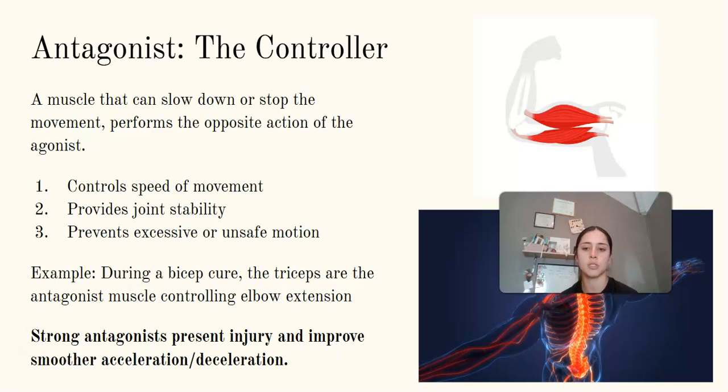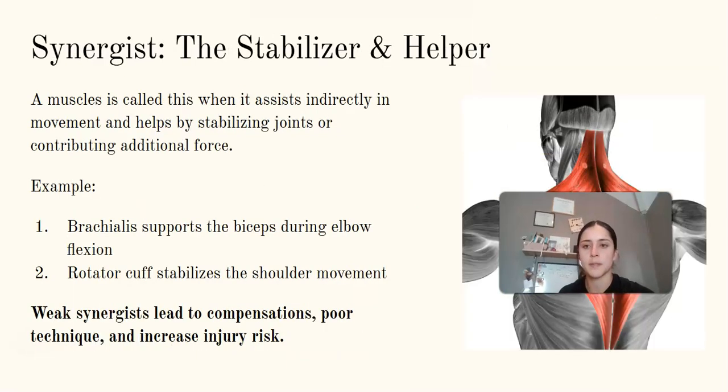So our major joints, right? It would be our knee, our shoulder, our hip. So it's extremely important to make sure that both the agonist and the antagonist have sufficient strength for the movements.